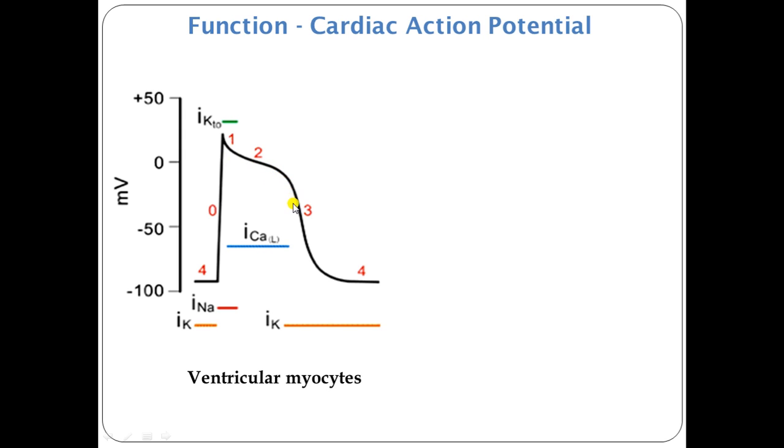And in the third phase, there is opening of the potassium channels, which leads to an exit of potassium outside the cell, called repolarization, and phase 4 is the resting phase or the phase of delayed depolarization. But here the second phase, or plateau phase, is maintained by the calcium ion.